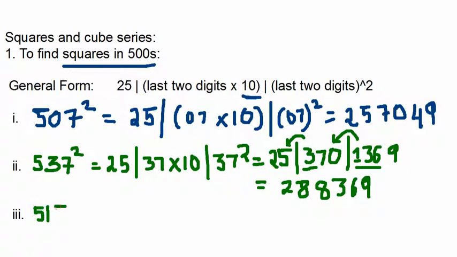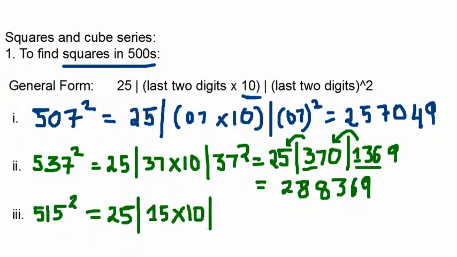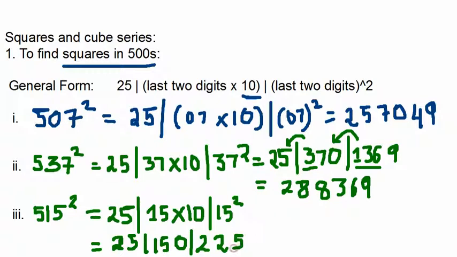Let us take an example of 515 square. Similarly 25, take a pause, take the last two digits and multiply with 10, and finally square the last two digits. So it will be 25, and we get 150 here, and we get 225. So we move the 2 towards the left hand side and 1 towards the left hand side. So 26. So 265225 is the final answer.